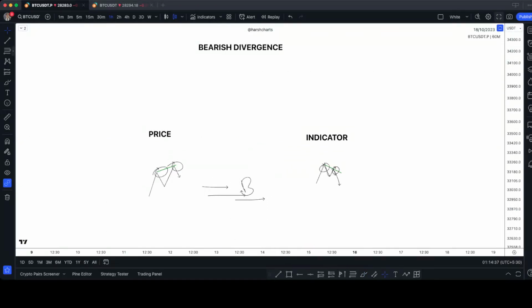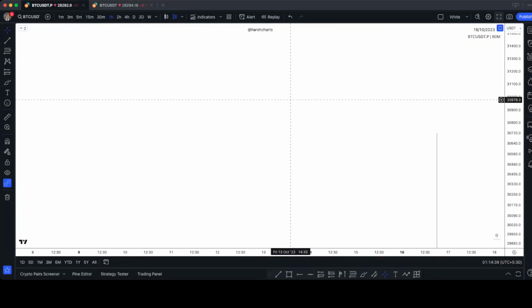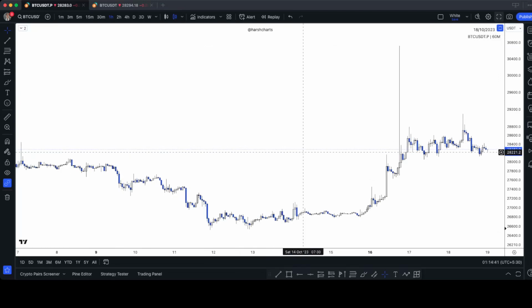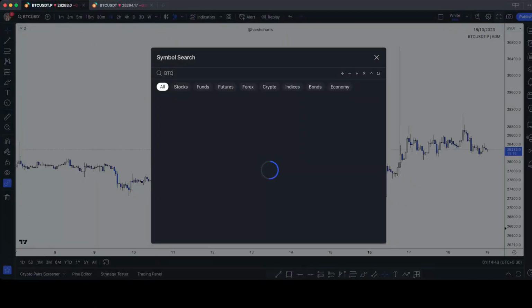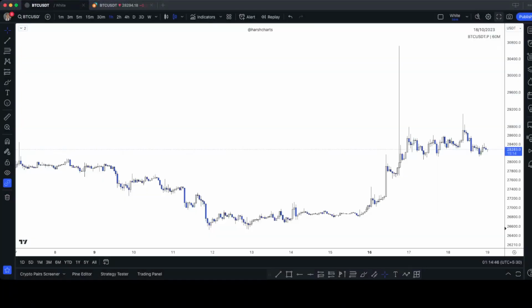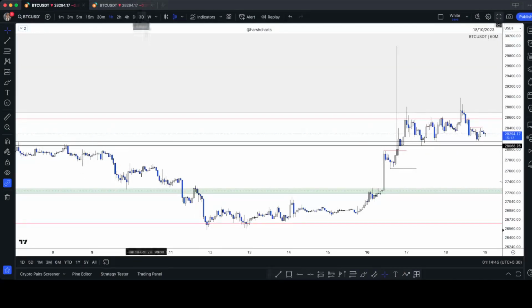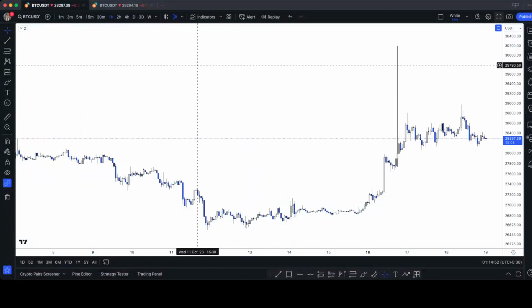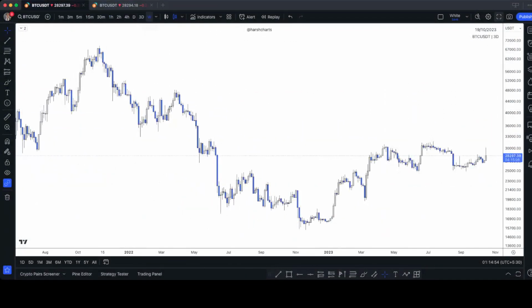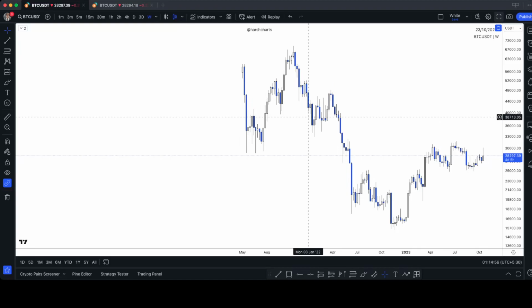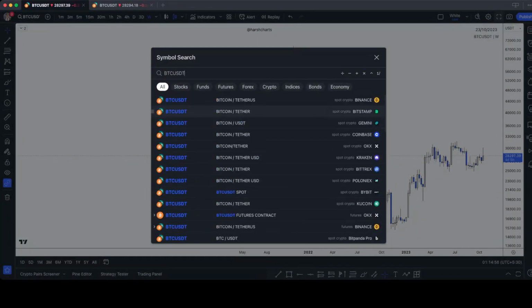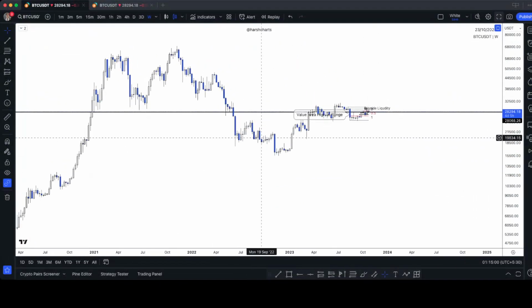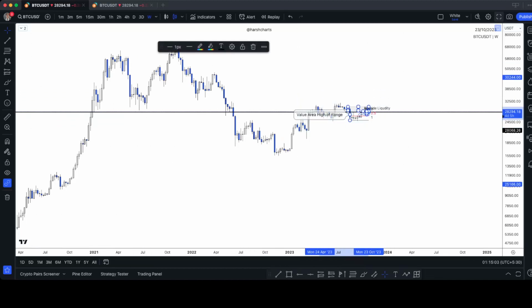Now take a look at this chart. I'll show you on the higher time frame first. You will be shocked. I don't want to mess up my drawings, so I'll show you another chart. Three-day, let's say. I have a very good option for you. I'll just hide this.